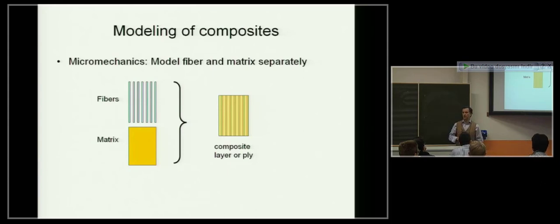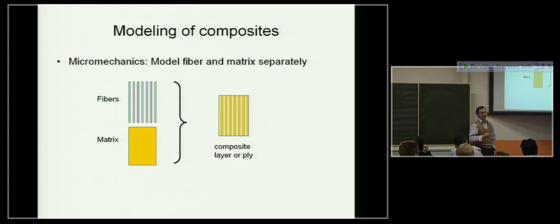And the approach, an ideal approach, would be I characterize the fibers, I know their properties, stiffness and strength. I characterize the matrix, I know its properties, stiffness and strength. I put them together, and if I know what I'm doing, I should be able to predict the properties, stiffness and strength of a ply. Turns out it's reasonably successful when it comes to stiffness. It's miserably failing when it comes to strength.